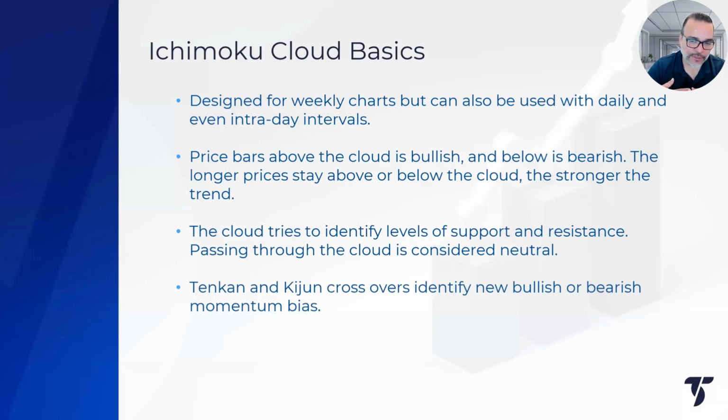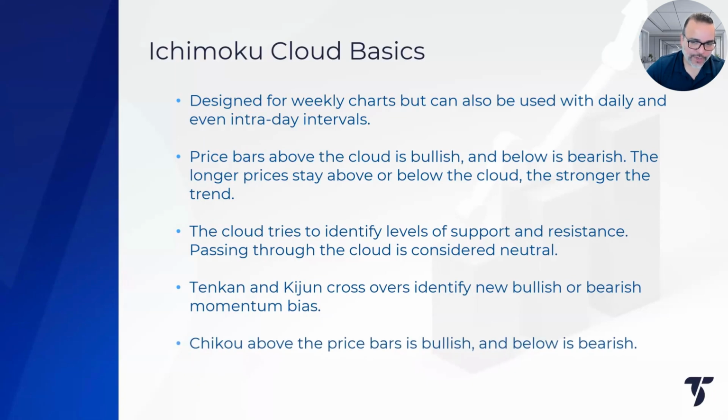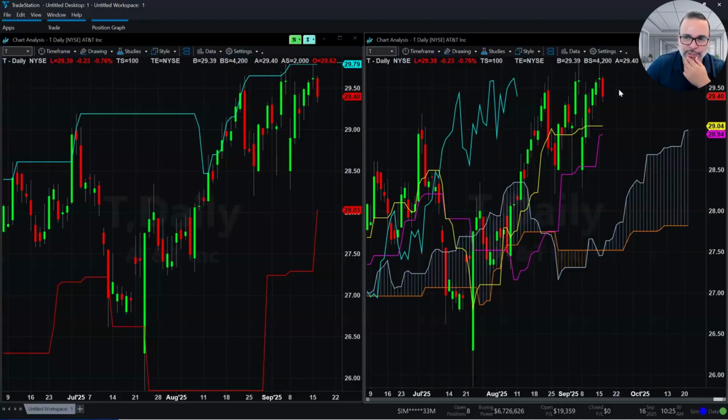Tenkan and Kijun crossovers identify new bullish or bearish momentum bias. So there's a lot going on in the Ichimoku Cloud, and the Chikou above the price bars is bullish and below is bearish. Let me go back here to my chart.